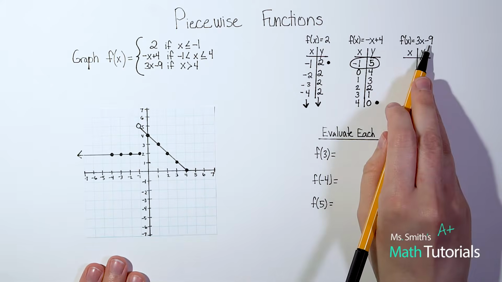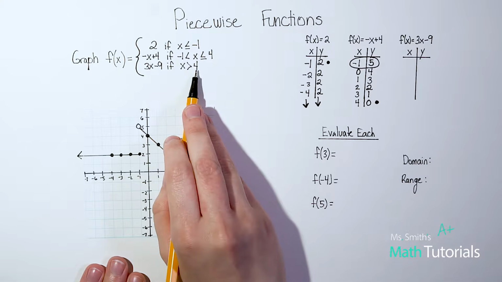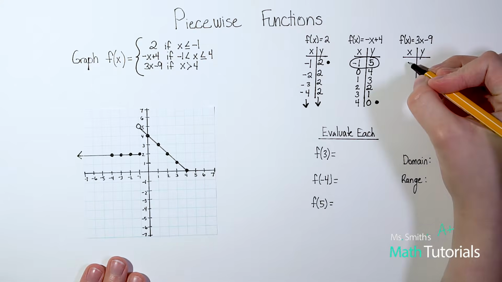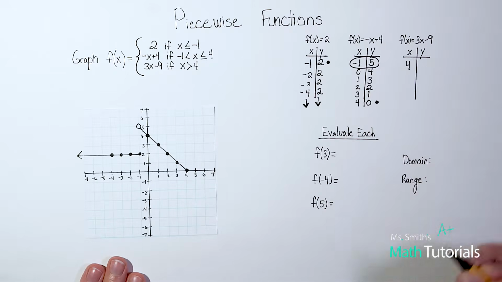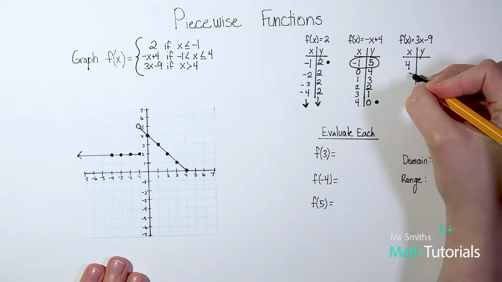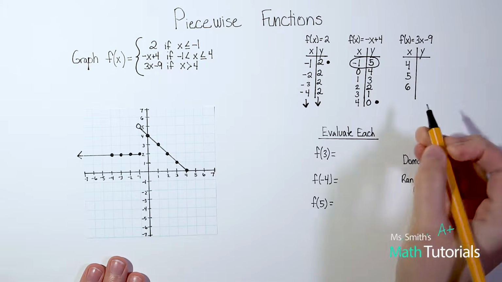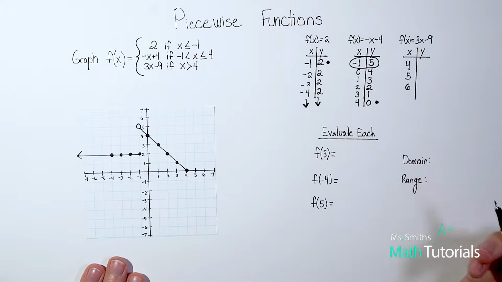So 3x minus 9. Remember they said if x is greater than 4. So that means my starting place would obviously be x being 4, but then I also want numbers greater than that. So I'm going to pick the next few numbers up. I'm going to pick 5 and 6. And you want to have at least 3 or 4 points total. So I'm okay with 3 on this one.